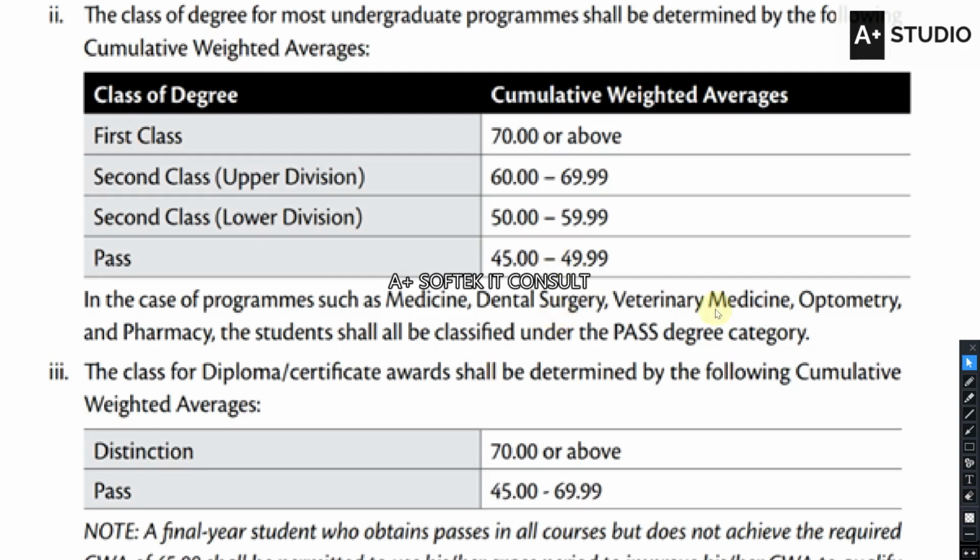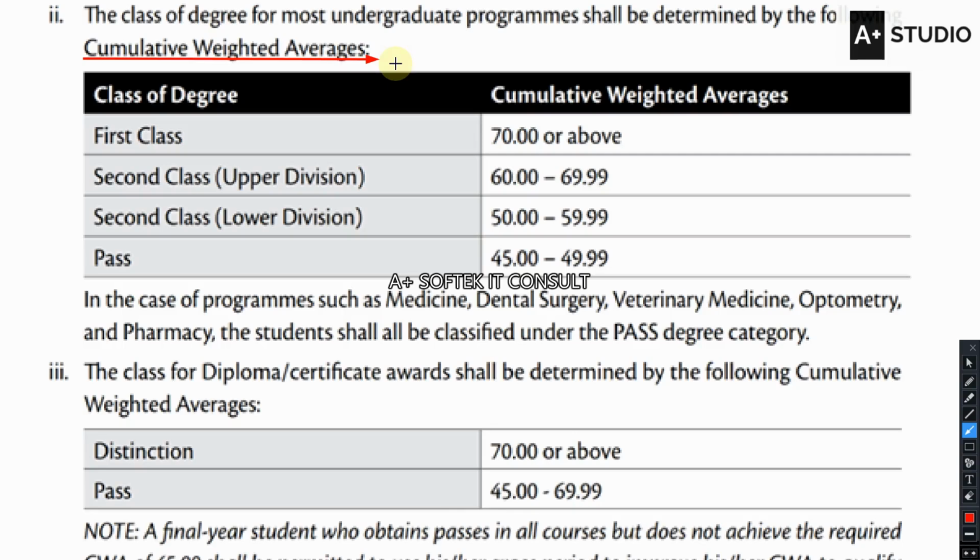Let's look at the class of degree, or degree classification, at KNUST, Kwame Nkrumah University of Science and Technology. We have what we call the cumulative weighted averages. We are going to learn what a cumulative weighted average, or weighted average, is. KNUST works with percentages, your overall score in a particular course.